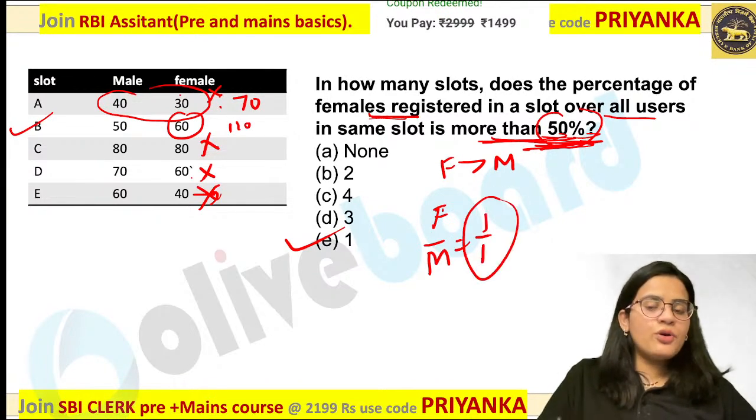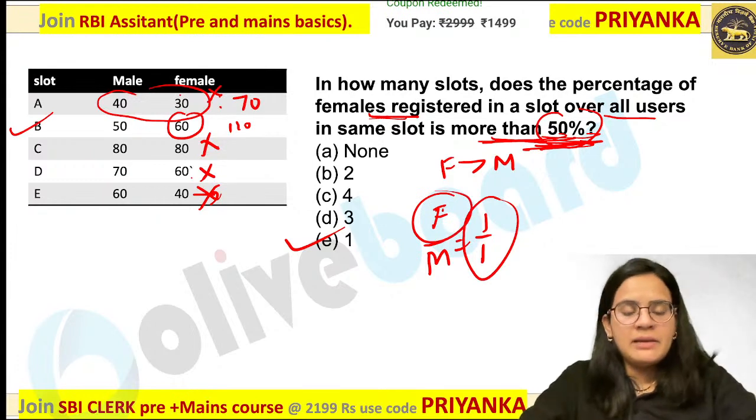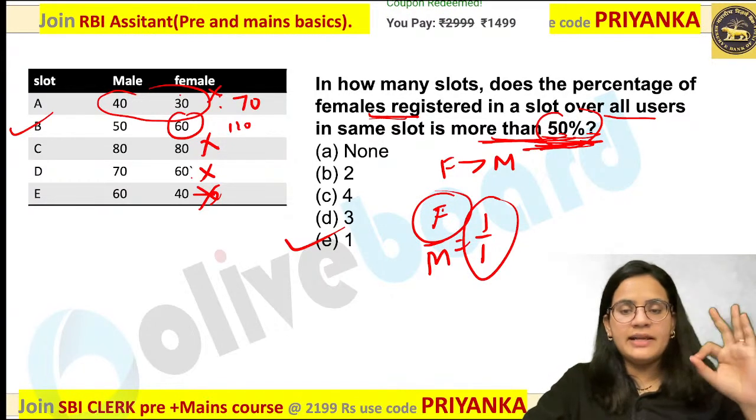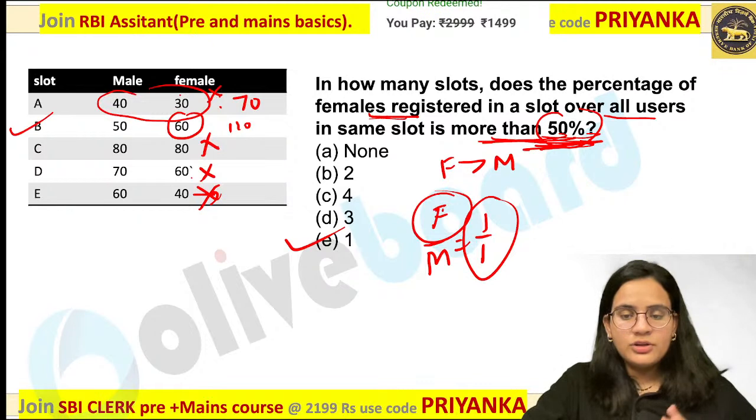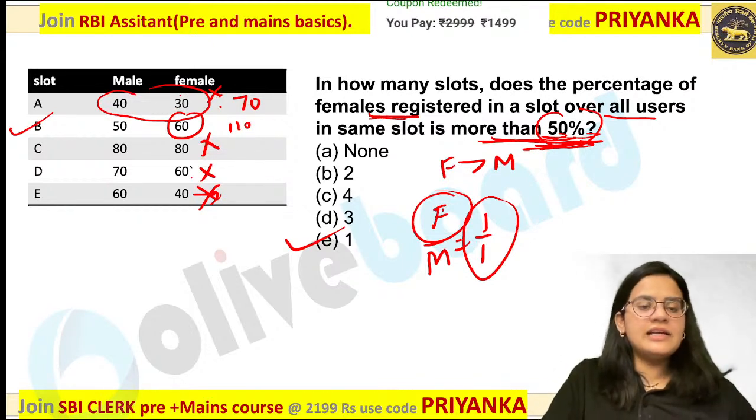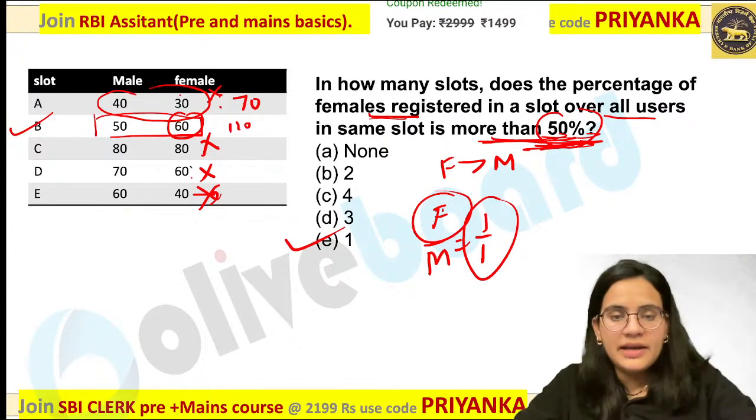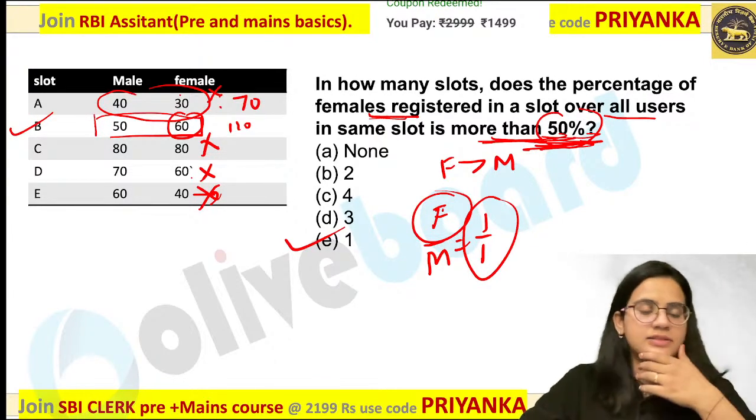When I want it more than 50%, that means my female value should be higher. Female की value मेरी ज़्यादा होनी चाहिए. So directly looking at the table itself, you could have seen only in this case female is more than male. So 1 would be the perfect answer.